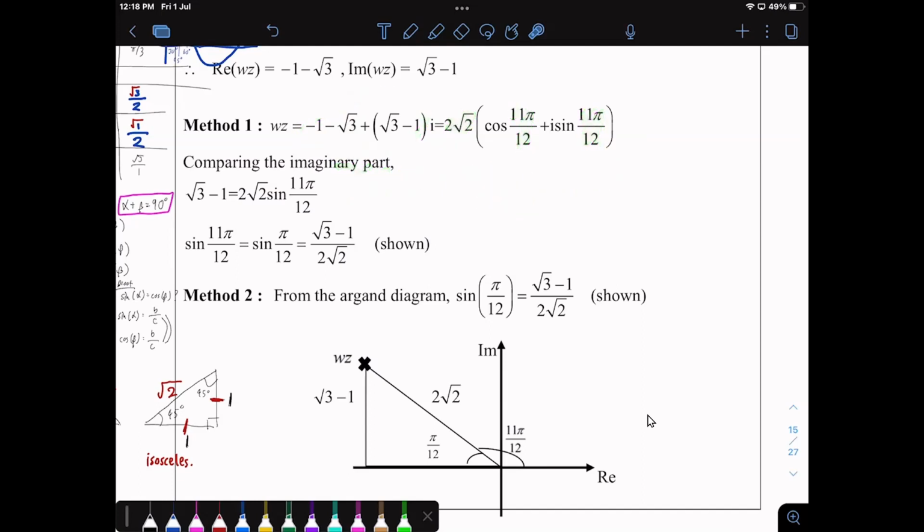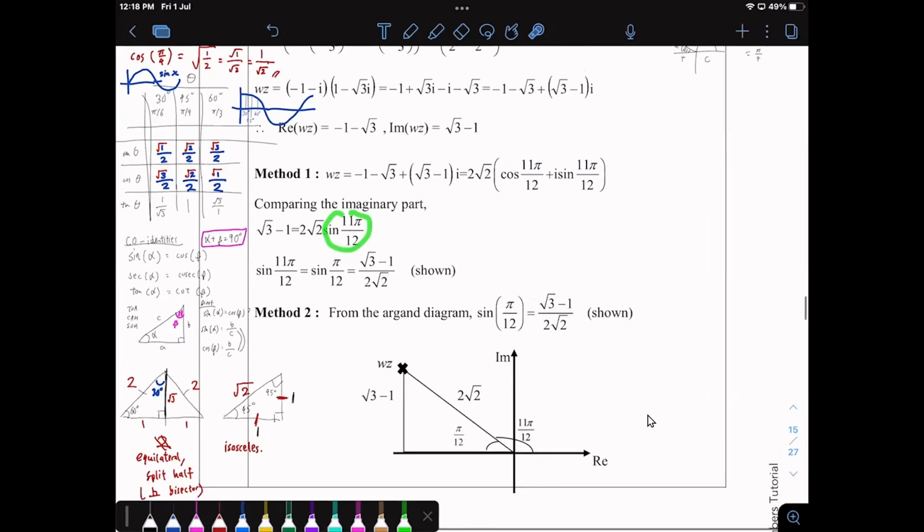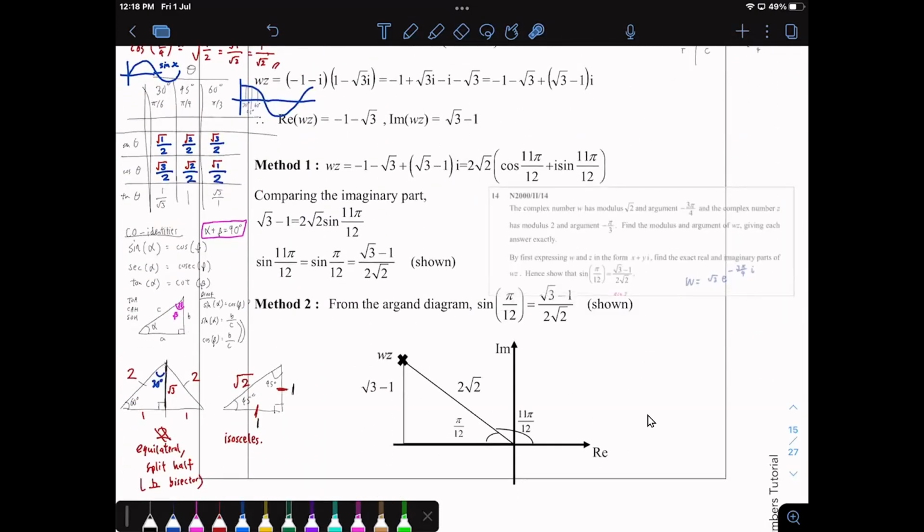Then we can just compare the imaginary part. Root 3 minus 1 times I, and here you got 2 root 2 multiplied by sine 11 pi over 12 times I. It's like the coefficient, but don't say coefficient, say the imaginary part. They will be equal. And somehow, just nice, we got 11 pi over 12. So in fact it's sine 11 pi over 12, which is what the question asked for. If I can just bring the question down, I'll paste it over here for reference.